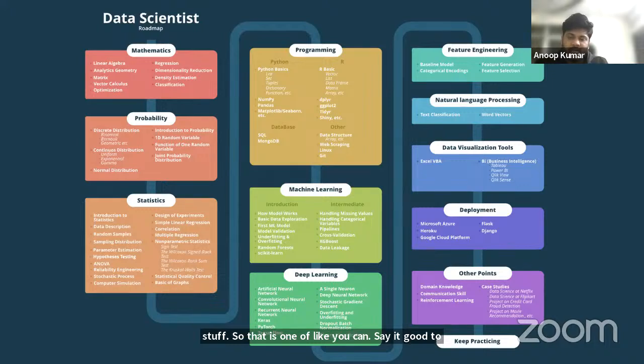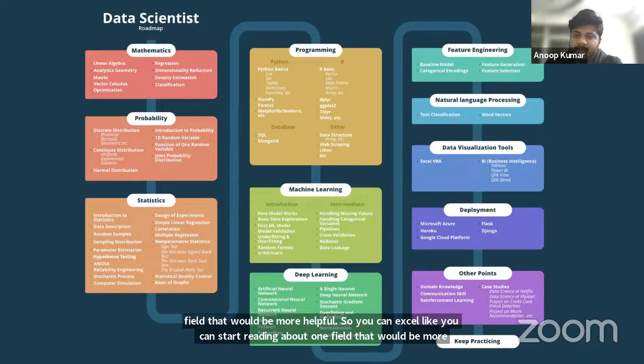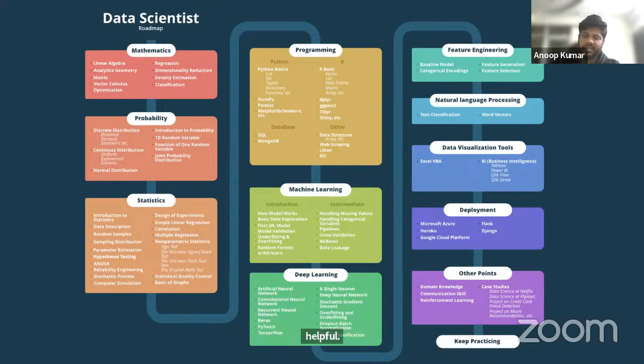In deep learning there is a variety of things, like images, and then text, NLP. You can start reading about one field, which would be more helpful. Like you can start with NLP and go into depth, like how text is processed. Text is different from numbers. Machine learning algorithms can handle numerical data, but to handle text you should know some NLP algorithms. So these things come in deep learning.